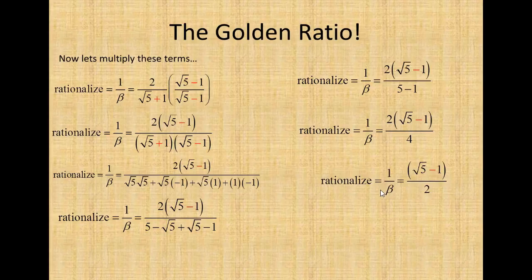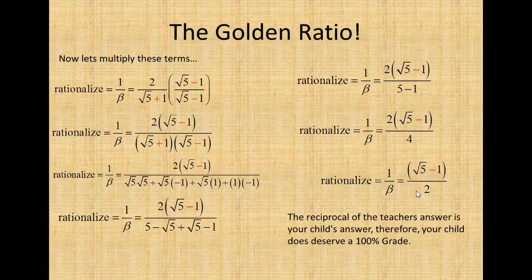So when we rationalize the inverse of the teacher's answer, we get the square root of 5 minus 1 divided by 2. The reciprocal of the teacher's answer is your child's answer. Therefore, your child does deserve a 100% grade because your child did give the ratio of the sides of the triangle, of the rectangle.